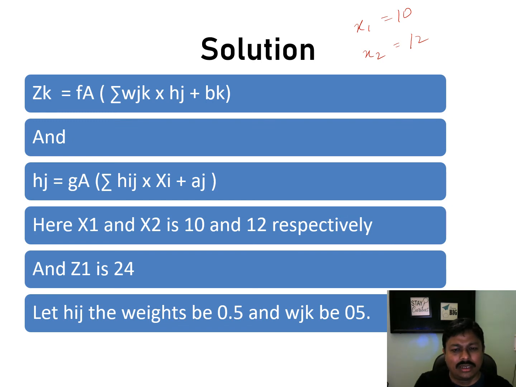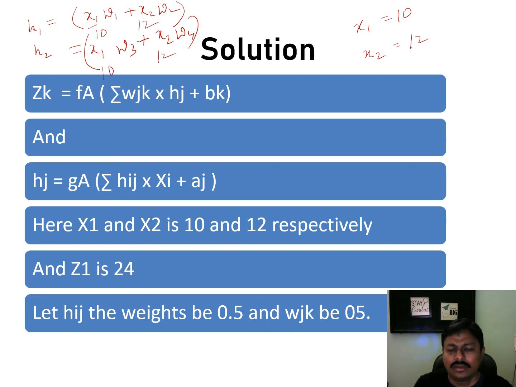So first it is H1 and H2, right? And I have already drawn this: x1 W1 plus x2 W2, then this will be x1 W3 plus x2 W4, right? Now what is x1? This is your 10, this is your 12, this is your 10, this is your 12.